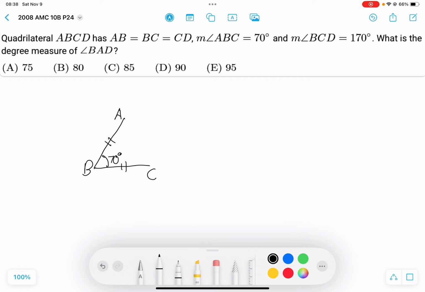And then the angle measure of BCD is 170 degrees. Now BC equals CD. And then we also have the other side, which is AD, and AD doesn't equal anything. Okay, so that's our quadrilateral. And we want the measure of angle BAD, so we want this angle. Let's call this X.